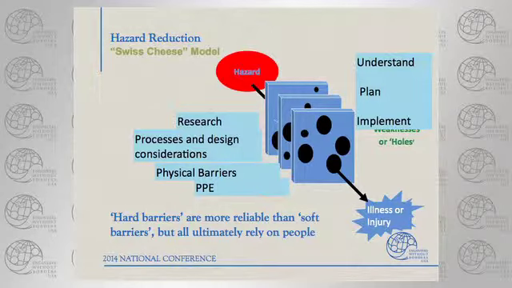Generally, hard barriers are more reliable than soft barriers, but all ultimately rely on people. So again, health and safety is not just you and the team. It is you, the team, and the community, and anyone else you associate with, any contractors that you're working with. So when you're developing these health and safety plans, put that thought into it as well. Who are you going to be working with? When you're making your assessment trips, do you need a contractor? If you need a contractor, are you sure that person is the right one to do the work?